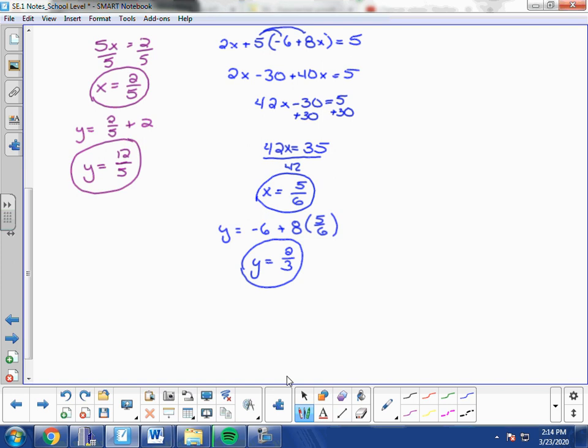So using the substitution method, getting y by itself, substituting that in, solving for x, and substituting that in to solve for y, I have my solution here. X is 5/6, y is 2/3. Again, if you want to write that as a coordinate pair for your solution, that's okay.